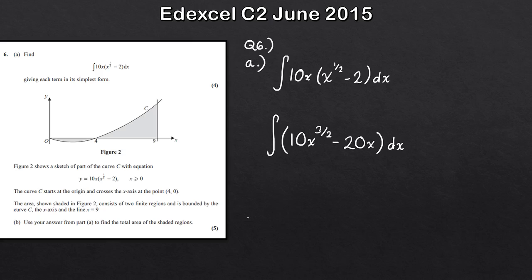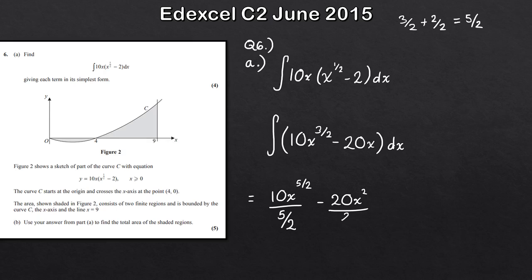So to integrate, all we do is we add 1 to the power and divide by that new power. So if I add 1 to 3 over 2, so that's 3 over 2 plus 2 over 2, so that's going to be 5 over 2. You can do these on your calculator if you prefer, but once you do enough of these integration questions, you'll be really good at adding fractions off the top of your head. So what I get here is 10x to the 5 over 2, and we divide that by 5 over 2. So remember, we divide by the new power. We'll simplify that in a moment. Let's move on to the minus 20x. So again, add 1 to the power, divide by the new power. So I get minus 20x squared, and we divide by this new power of 2.